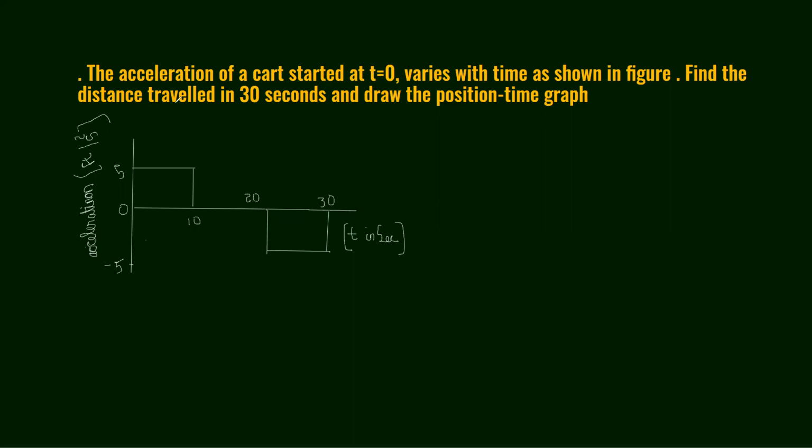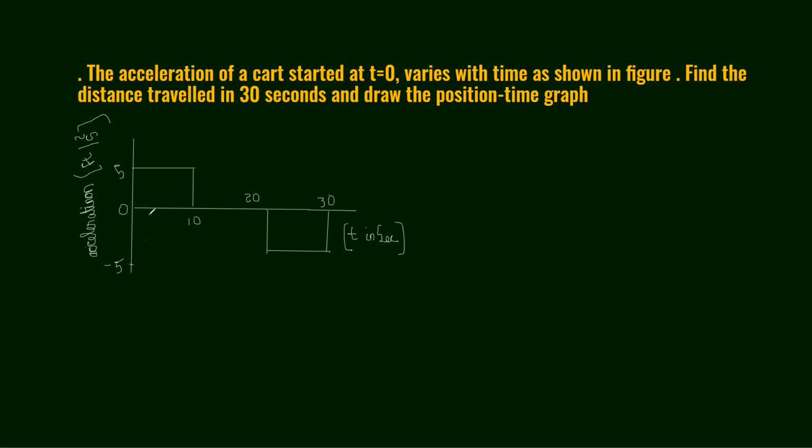So the question is: the acceleration of a cart started at t equals 0 varies with time as shown in the figure. Find the distance traveled in 30 seconds and draw the position time graph. So this is an acceleration time graph. Here acceleration is in feet per second square. We have to find the distance traveled in 30 seconds.